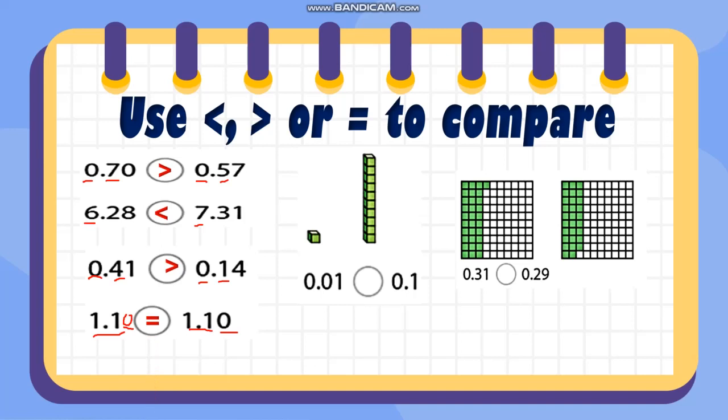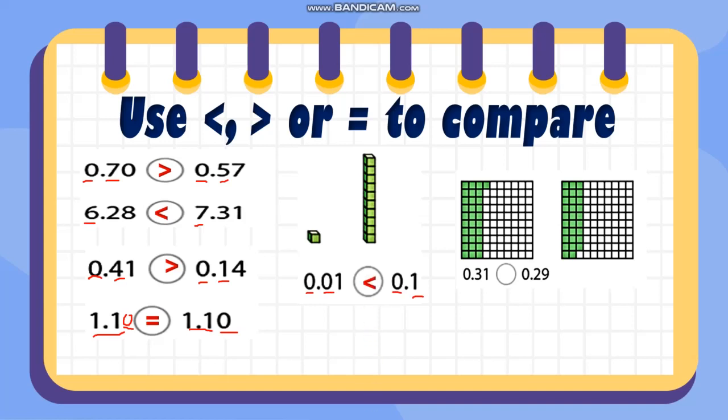0.01 and 0.1. So I have 0 and 0. This is 0 and 1. So which is bigger, 0 or 1? So 1 is bigger. That's why 0.1 or 1/10 is greater.